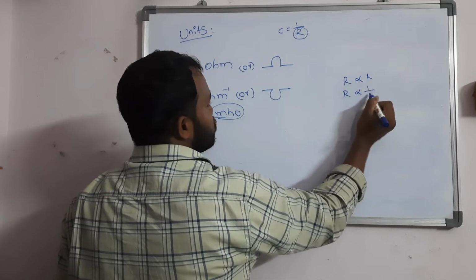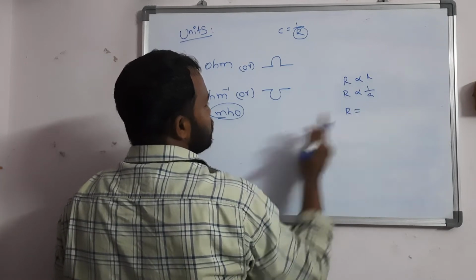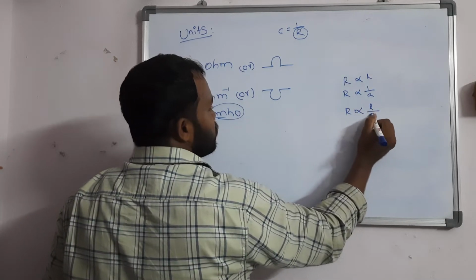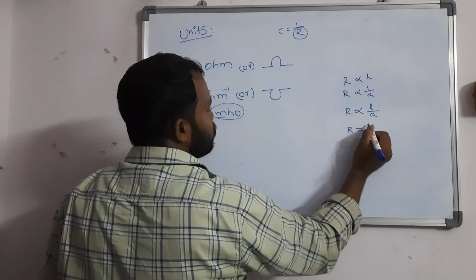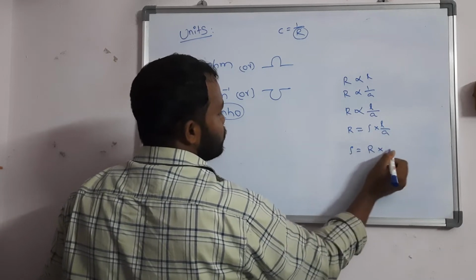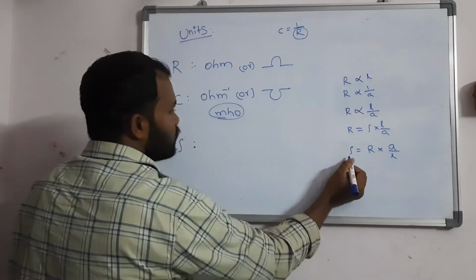Otherwise you should write R is directly proportional to L by A, so R is equal to rho into L by A. If you want rho, then rho is equal to R into A by L. So for this, you should write the units.